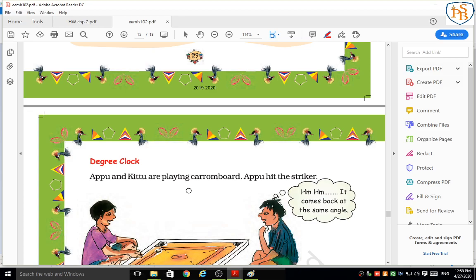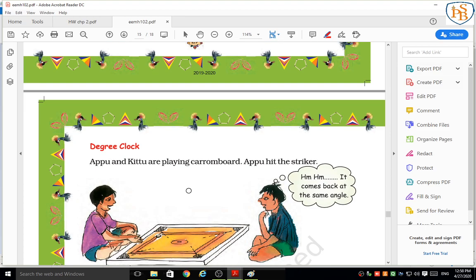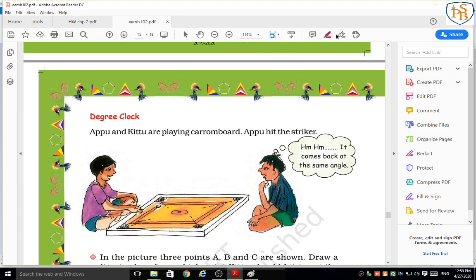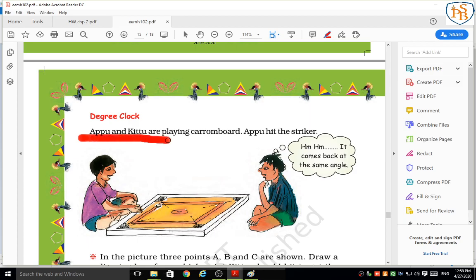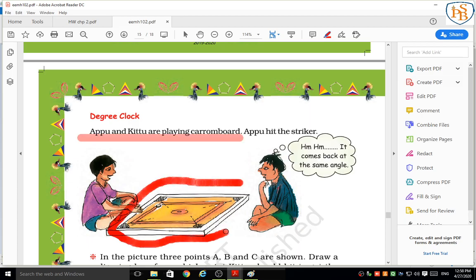Our next topic is degree clock. So let's start. Appu and Kittu are playing. What is this, students? If we see the pictures carefully, definitely you will get your answer. What is that? Carrom board. You all like this game, correct? Okay. So two boys, Appu and Kittu, are playing a carrom board over here.